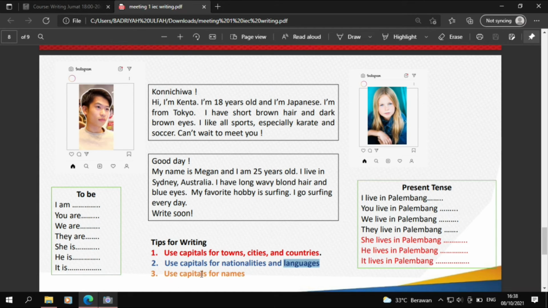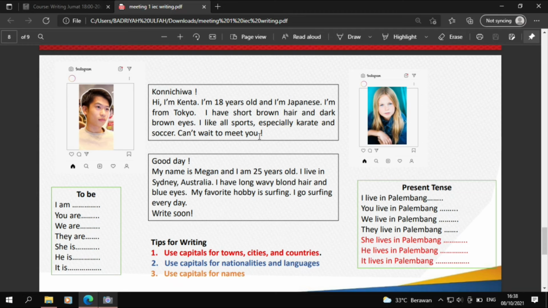And the last one, use capital for names. Itu wajib semua yang nulis nama pakai huruf besar. Now see the example. Konnichiwa, katanya. Hi, koma, I'm Kenta, titik, ya kan? I'm 18 years old and I am Japanese. Lihat J-nya huruf besar ya. I am from Tokyo, T-nya huruf besar. Lalu pakai titik, habis satu kalimat. I have short brown hair and dark brown eyes, titik. I like all sports, especially karate and soccer.